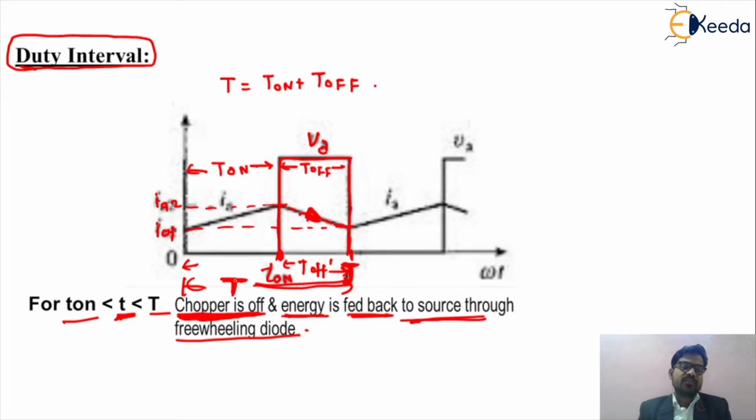Okay, so this will be the actual operation of the regenerative braking of a chopper, and by the use of this regenerative braking operation of the chopper, the DC separately excited motor will work as a generator, and the energy will be fed back to its source. So friends, this is for one cycle T, that is t on plus t off. The same thing will happen for the next cycle.